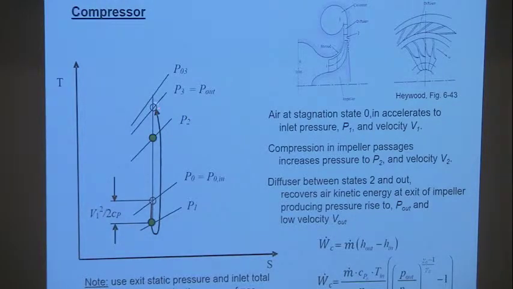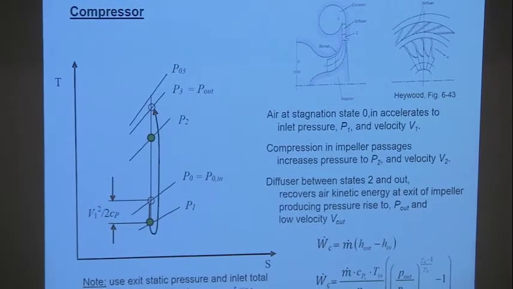And then I have a diffuser between states 2 and the out, which recovers the kinetic energy, producing a pressure rise to P out. So that's this guy over here. And that would be the pressure that goes into the combustion chamber.